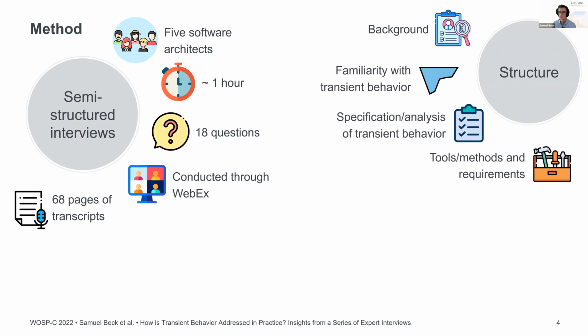The structure that we followed during the interviews was we began with general questions about the interviewees' backgrounds. Then we continued with their familiarity with transient behavior and moved on to their current situation regarding the specification and analysis of transient behavior and the challenges that they see with these 2 tasks, and finished with the tools and methods that they employ at the moment and the requirements that they have for a new solution, and also their thoughts on novel HCI interfaces.